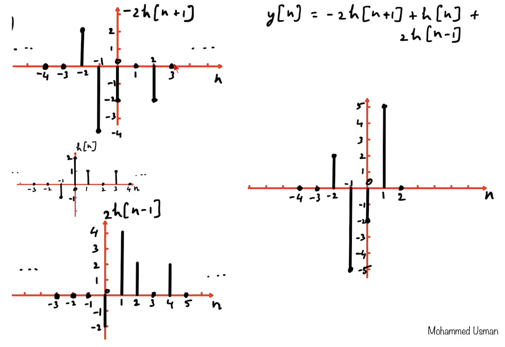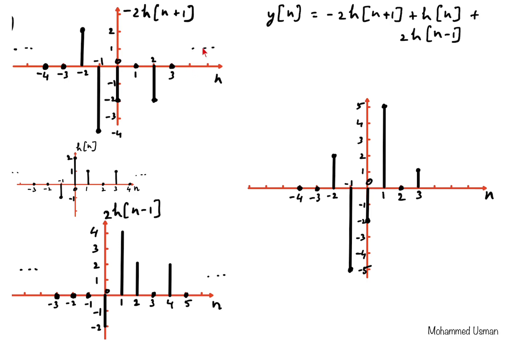And for n equal to 3, we have 0, and in h of n, we have 1. So that's 0 plus 1 plus 0, which is 1. So for n equal to 3, we'll have an impulse of height 1.